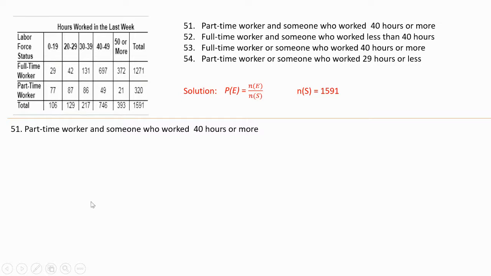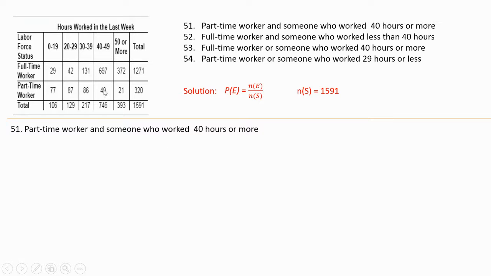But now, 51. Okay, check this out, guys. This is a keyword. Remember that "and" means intersection. Part-time worker and someone who worked 40 hours or more. So we're going to look at the part-time worker. So we're looking at these right here. Part-time worker, and works 40 hours or more.